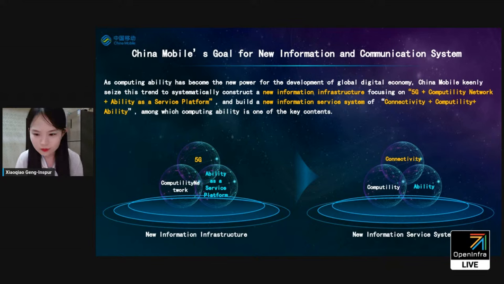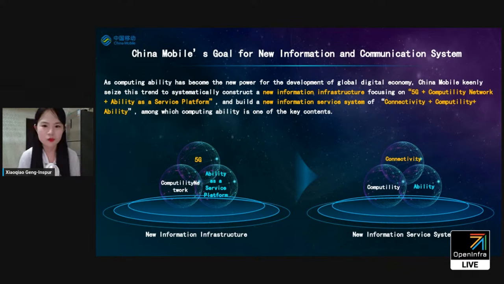And China Mobile, together with some other telco operators, we have already seen this trend, but how can we join this? We are super good at the network, and some of us have a large amount of infrastructure, and we may have the public cloud, some PaaS services, SaaS services. So under this condition, we are considering systematically constructing a new information infrastructure.